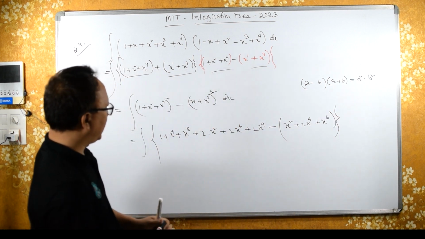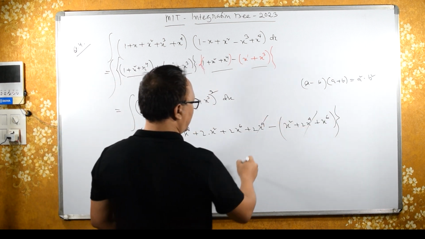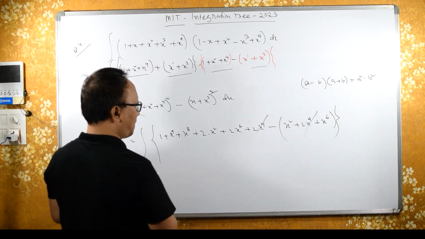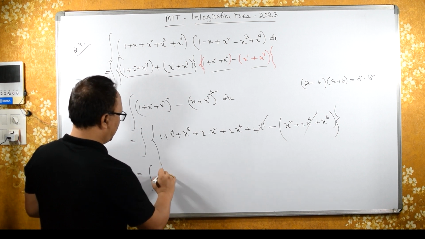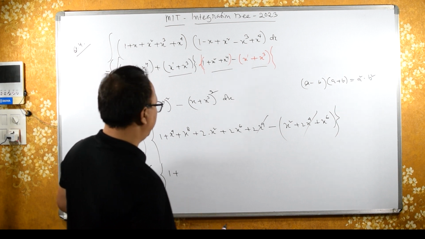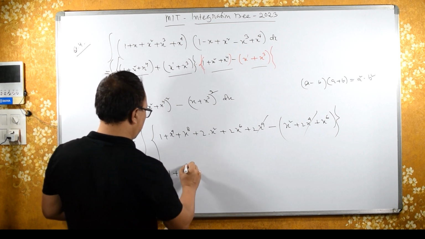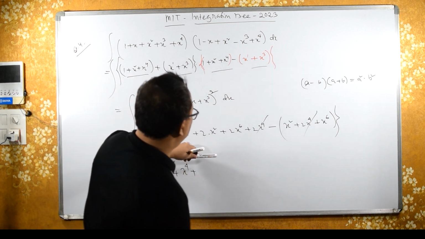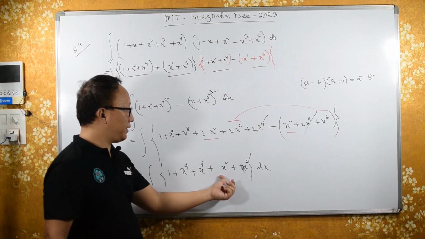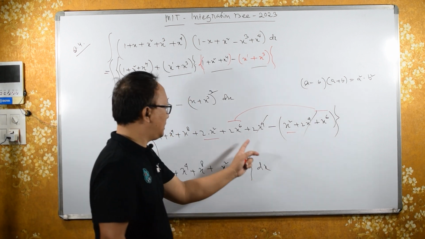Is there any term which we can cancel? Yes, these 2x4 get cancelled, and x6 nothing is cancelling over here. Now it is equal to the integral of 1 plus x4, where the two get cancelled, so we have only one x4, plus x8. X square is x square. And here we have 2x6, and minus x6, so I will get x6 over here.